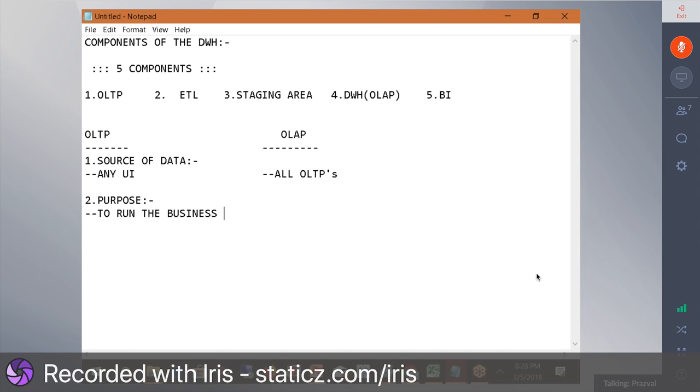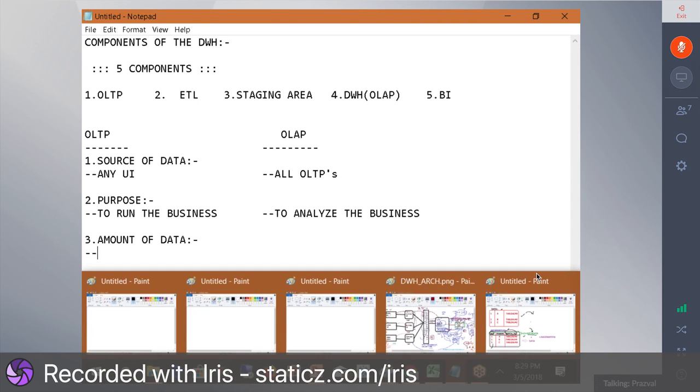What is the main purpose of OLAP? The main purpose of OLAP is to analyze the business. Analyze the business. Next, number 3, amount of data. Which contains more amount of data, OLTP or OLAP?